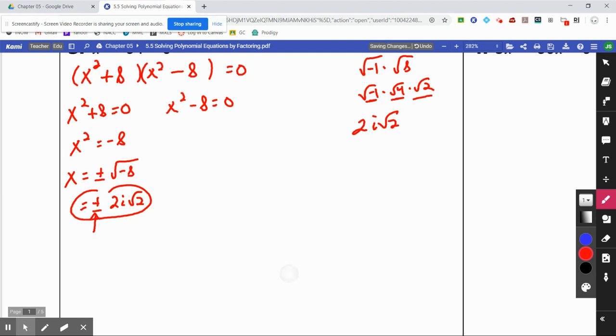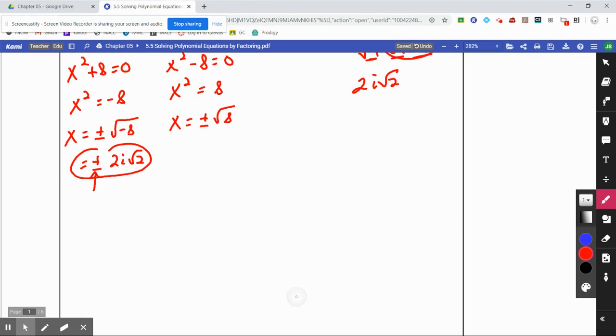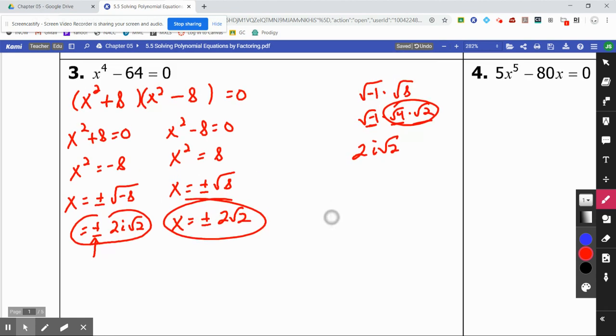Which are 2, not just 1, but 2 complex solutions. The next one, move the 8 over, gives you x squared is 8. So therefore, x is equal to plus and minus the square root of 8, which we can split the same way we did over there. x is equal to plus and minus 2 root 2. Number 4.